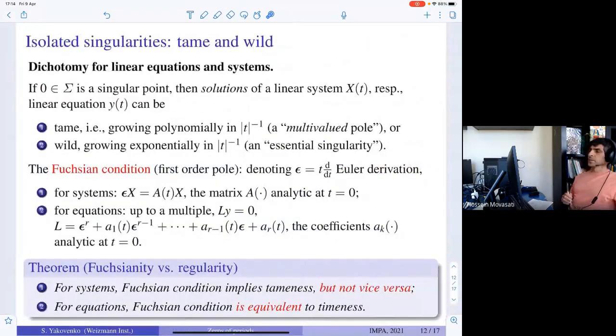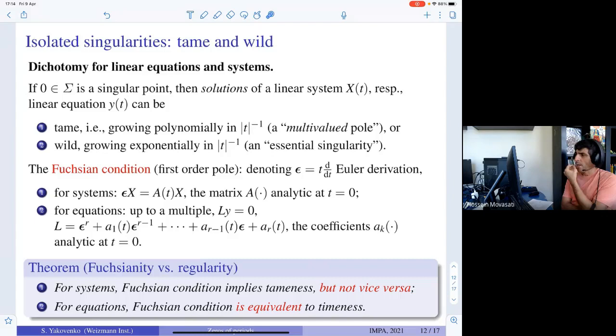So now just a crash course about singularities. Singularities can be tame and wild, and this dichotomy is very simple. Either solutions grow exponentially or they grow moderately. And it turns out that you can distinguish the two cases without solving the equation. You just have to compare certain orders of zeros of the polynomial coefficients.